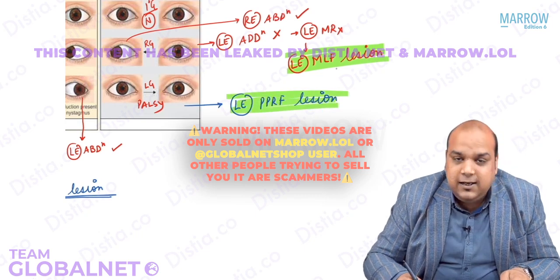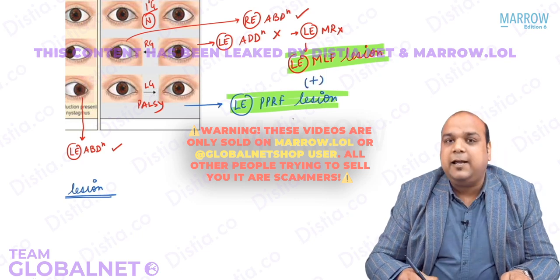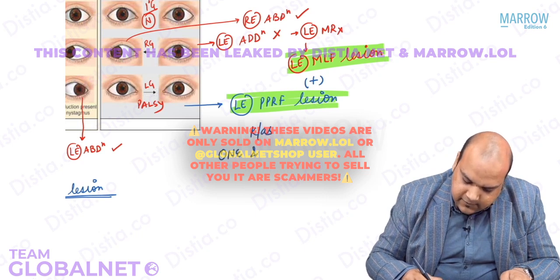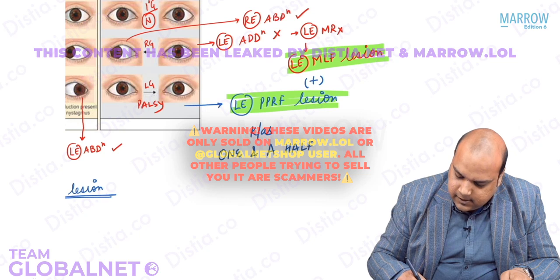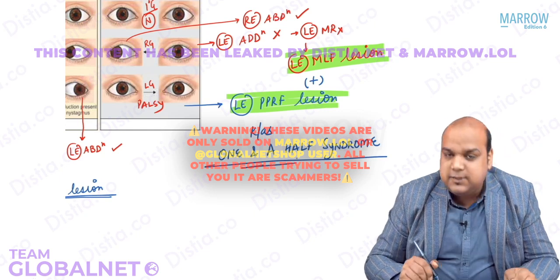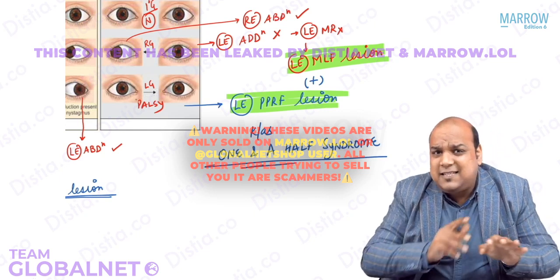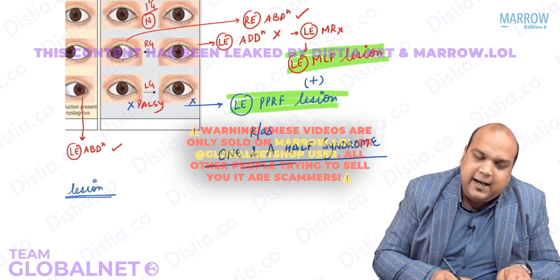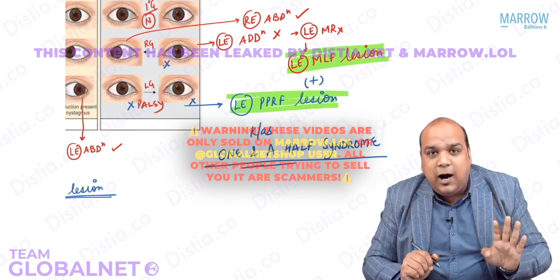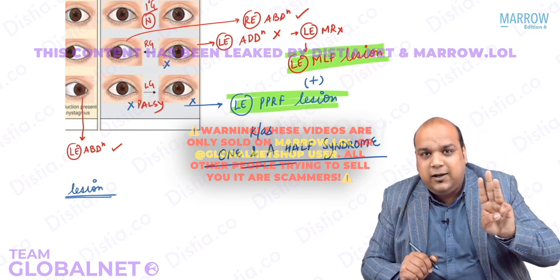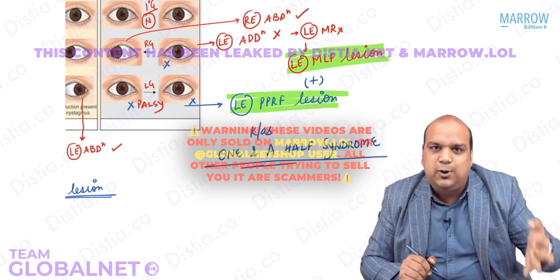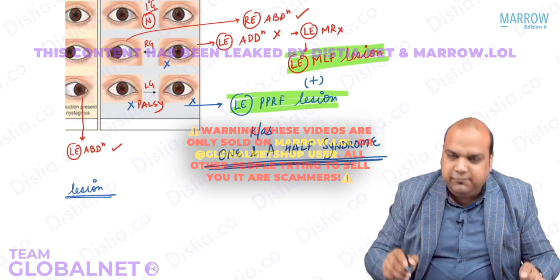So, this is left eye MLF lesion plus left eye PPRF lesion. Okay, this is known as 1.5 syndrome. Why is this known as 1.5 syndrome? Left gaze is absolutely palsied, no action, number 1, number 2. Right gaze, one action occurring, one action not occurring. So, out of 4 possible actions, 3 are not occurring. Or I can say, out of possible 2 gazes, 1.5 gaze is not occurring. And that is why it is known as 1.5 syndrome.